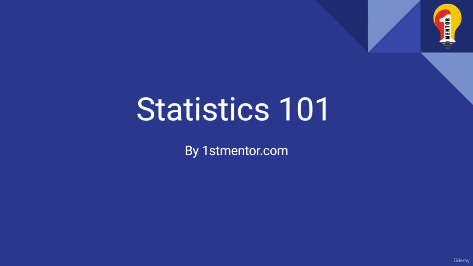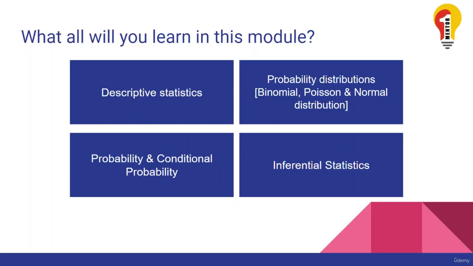In this particular module, we're going to look into the various statistical methods which form the foundation for any machine learning algorithm. So what are the things that we're going to look into in this particular module? We have descriptive statistics, we have probability and conditional probability, we have the various probability distributions. We concentrate on the main three, that is binomial, Poisson, and normal. And last but not the least, we have inferential statistics.